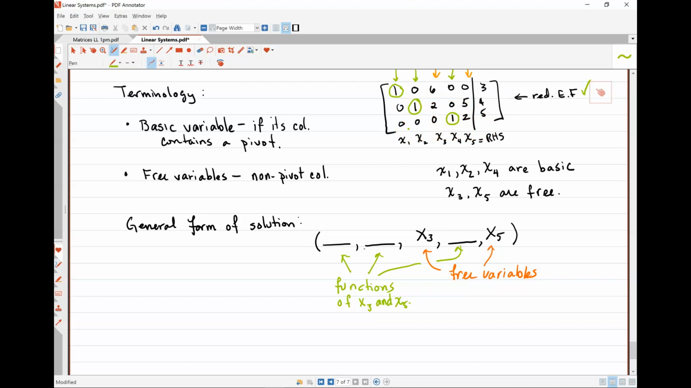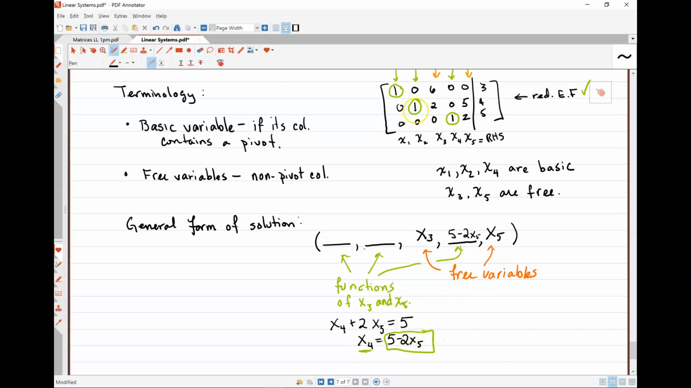So I'm going to start at the bottom. The last equation says that x4 plus 2x5 is equal to 5. So now if I move this over, I have x4 is equal to 5 minus 2x5. This is going to be the expression that I put in the place of x4. That's an expression in terms of x5.